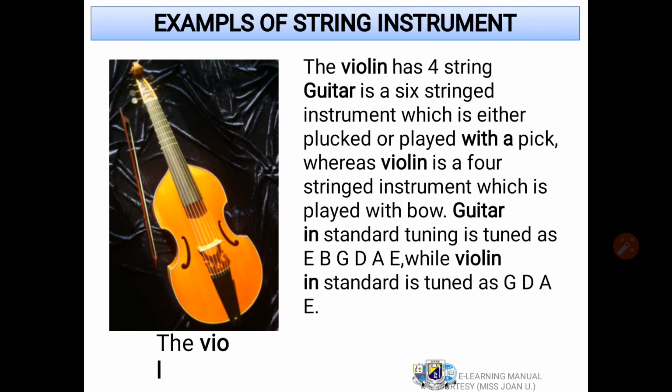All right. Also look at the violin, which has 4 strings. The guitar is a 6-string instrument. While the violin has 4 strings, the guitar has 6. You either pluck the guitar or play it with a pick, whereas the violin is played with a bow. The guitar in standard tuning is tuned E, B, G, D, A, and E, while the violin in standard tuning is G, D, A, and E. So you compare the guitar and the violin, but know that all of them are of the family of string instruments.